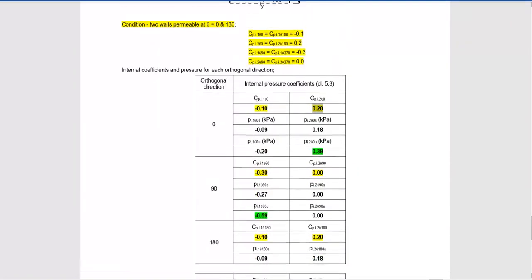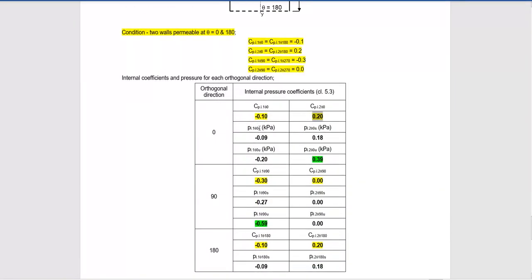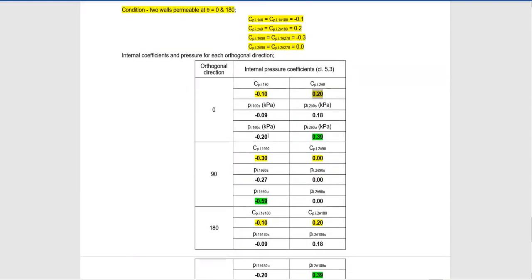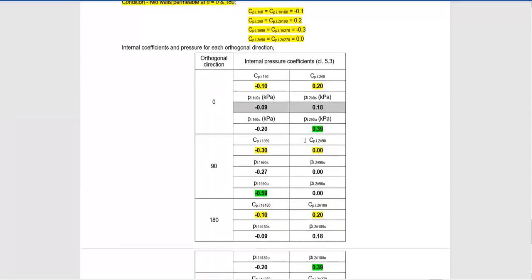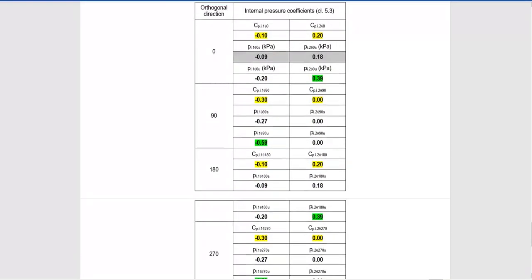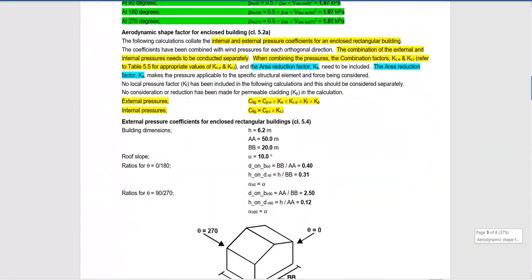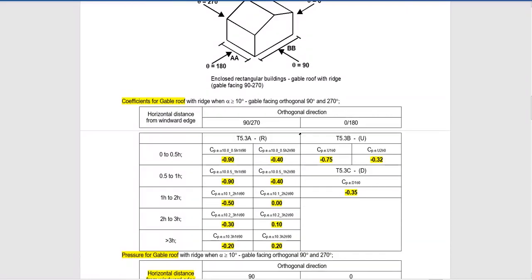This is for the serviceability limit states and ultimate limit states. We got it here. Okay, so that's how we get our net pressure for the windward, leeward side, as well as the side wall.